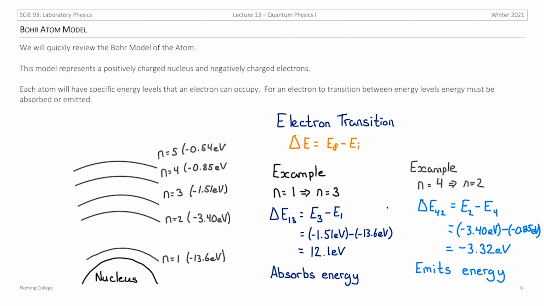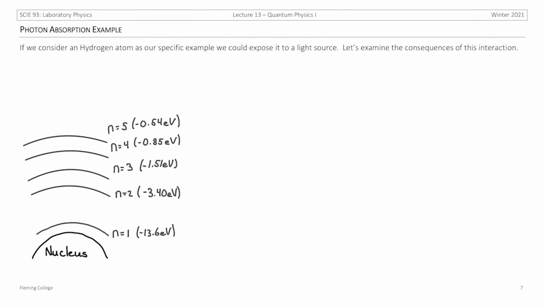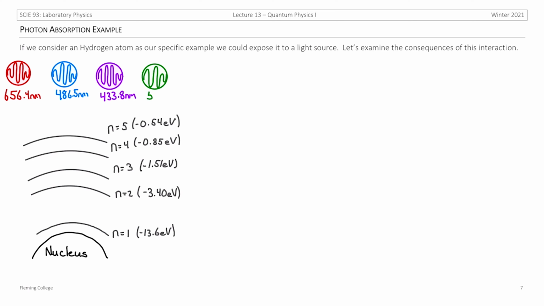Now let's look a little more closely at what it means to absorb or emit energy. Let's look specifically at what increasing an energy level would involve. This involves photon absorption. Let's take our hydrogen atom and let's shine 4 different wavelengths of light on it. So we're going to impart on this atom a photon with a wavelength of 656.4 nanometers, another one with 486.5 nanometers, a third with 433.8 nanometers, and finally one with 532.5 nanometers, all representing the wavelengths, thus the color of our light.